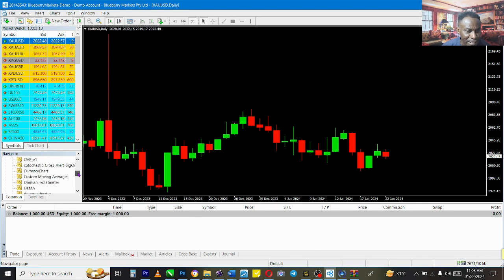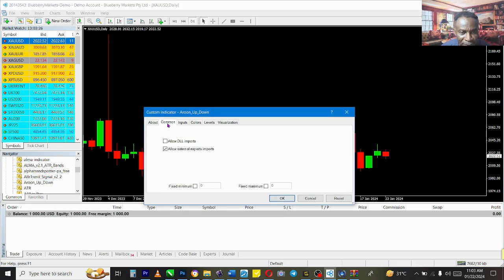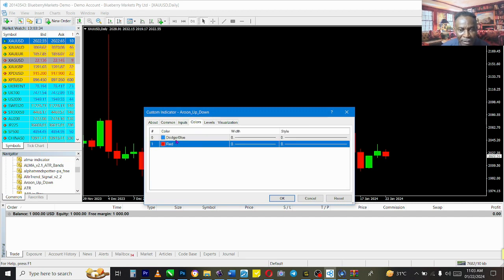So you go to the indicator area and then you insert the Aroon indicator, Aroon up and down, attach to charts, go to the commons, allow DLL imports. The Aroon period is 14. The colors are dodger blue and red. The dodger blue is the upward trend and the red is the downward trend.